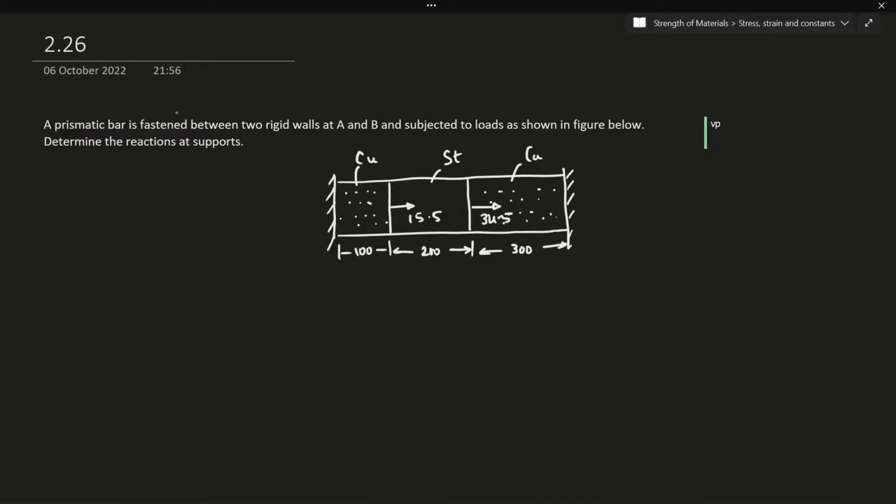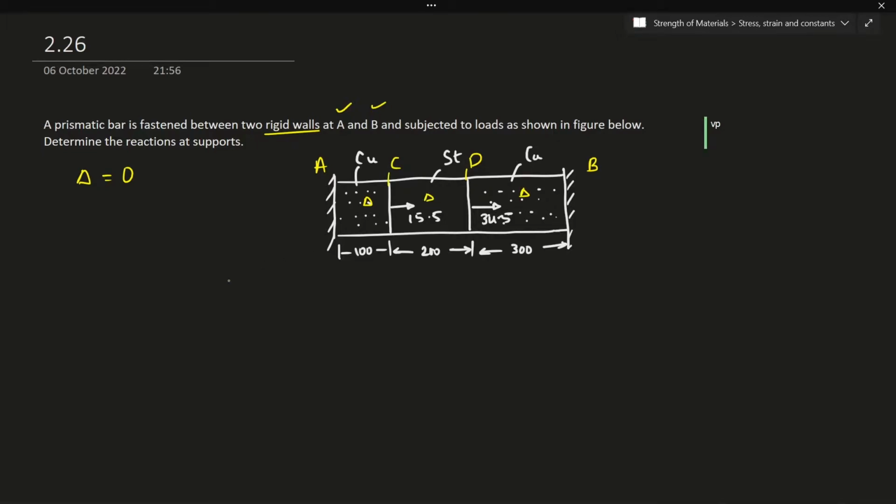The prismatic bar is fastened between two rigid walls A and B and subjected to the total loads as shown in the figure below. As they have said that A and B are rigid walls, it means that the total deflection of AB will be equal to 0, right? So this deflection can be divided into the deflection of, let me call this A, and this would be B, and I'll call this particular section as C and this particular section as D, right? So the deflection of this body, deflection of this and deflection of this will totally be equal to 0.